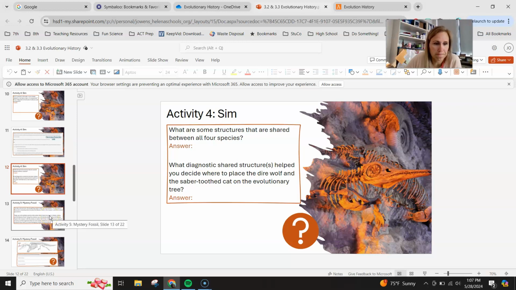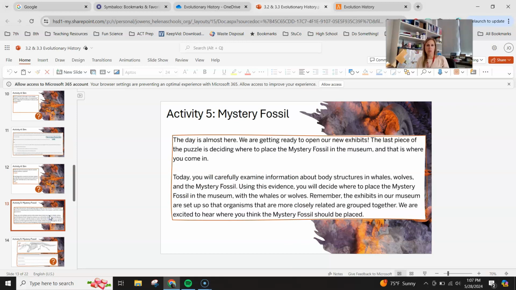All right, so the day is almost here. We are getting ready to open 4 new exhibits. The last piece of the puzzle is deciding where to place the mystery fossil in the museum, and that is where you come in. Today you will carefully examine information about body structures in whales, wolves, and the mystery fossil.